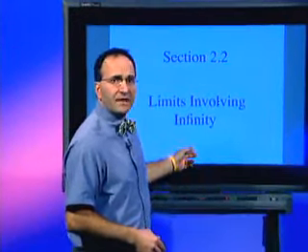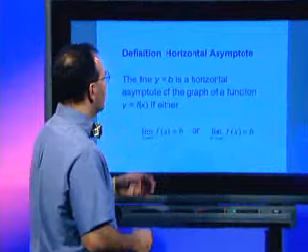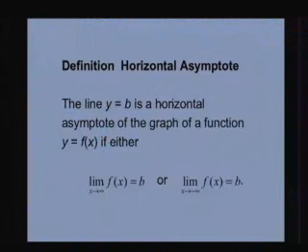Let's start off with a definition. Definition of a horizontal asymptote. The line y equals b is a horizontal asymptote of the graph of a function y equals f of x if either the limit as x approaches infinity of f of x is equal to b, or the limit as x approaches negative infinity of f of x is equal to b.